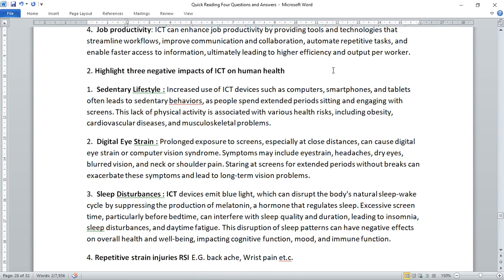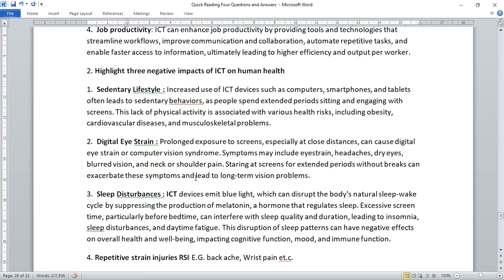How has ICT affected our health? Number 1 is sleep disturbances. When you talk about ICT, we are not just talking about computers. We are talking about any ICT gadget, including mobile phones. So you'll notice that when you overuse your mobile phones, you may lose your sleep. That is sleep disturbances. ICT devices emit blue light, which can disrupt the body's natural sleep-wake cycle by suppressing the production of melatonin, a hormone that regulates sleep.